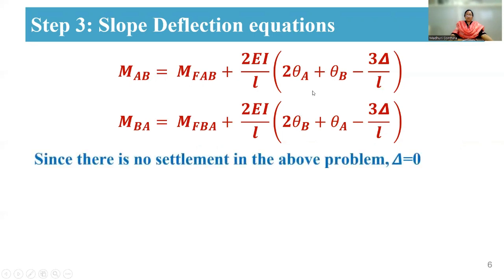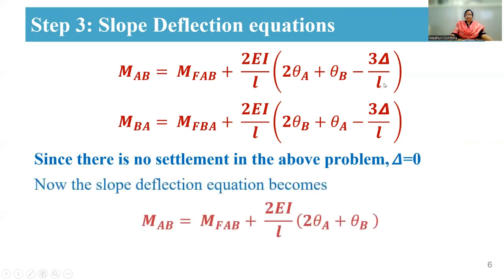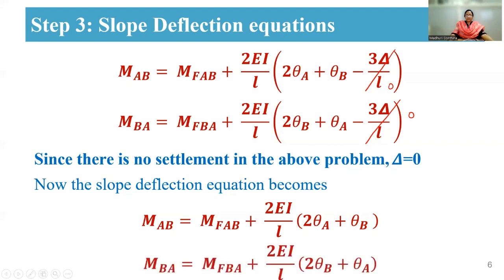So in this problem, we are not having any settlement. Therefore, delta will be equal to 0. So now what will the slope deflection equation become? This part will be equal to 0 and this part also will be equal to 0. Now the MAB will be equal to MFAB plus 2EI by L into 2 theta A plus theta B. Similarly, MBA will be equal to MFBA plus 2EI by L into 2 theta B plus theta A. So these are the slope deflection equations we are going to use in this problem.